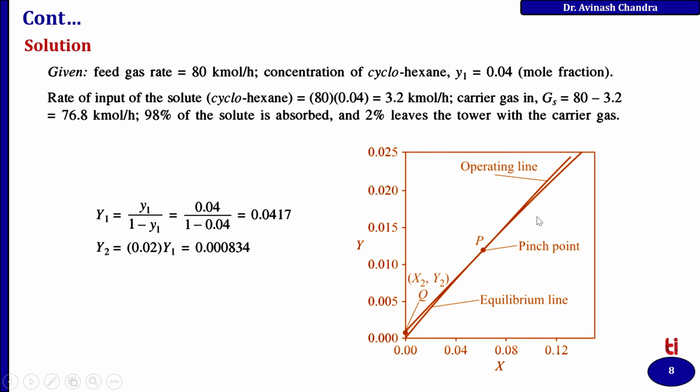So the equilibrium curve is plotted on capital X and capital Y, and again from the point Y2 and X2, we can draw a line touching this particular curve, or tangent to this particular curve. Where this line will touch the curve, this point is termed as the pinch point, and it will provide the minimum liquid gas ratio.